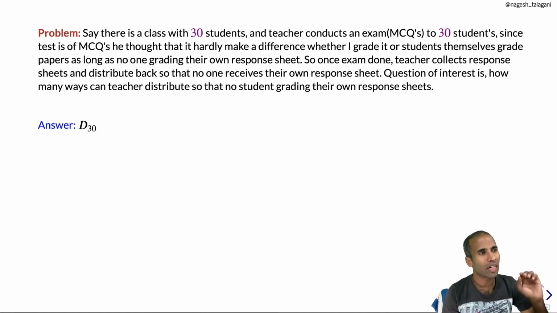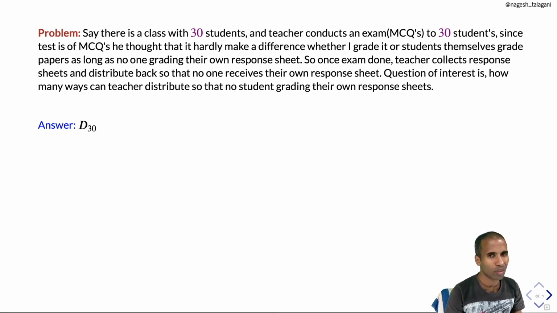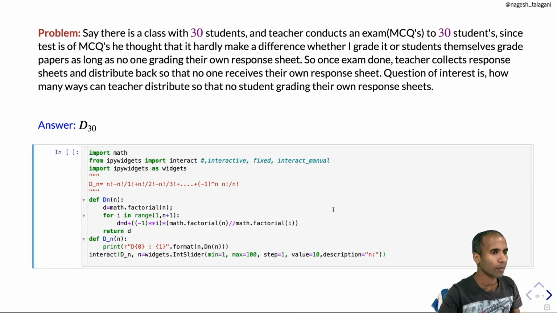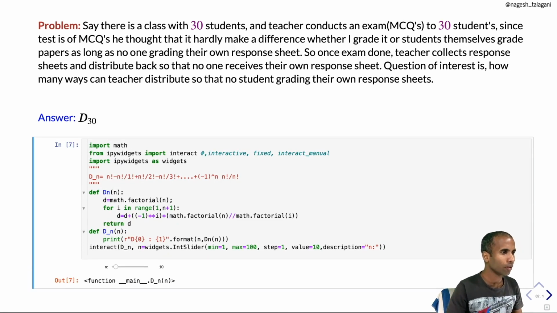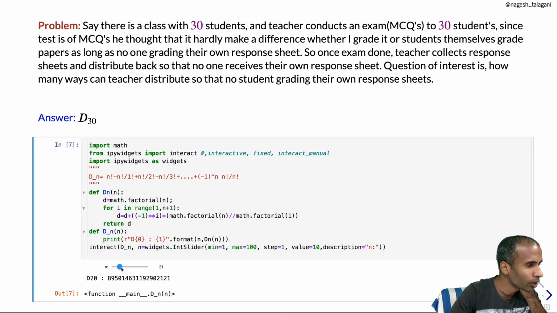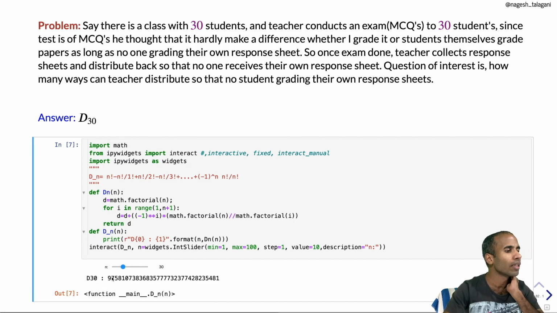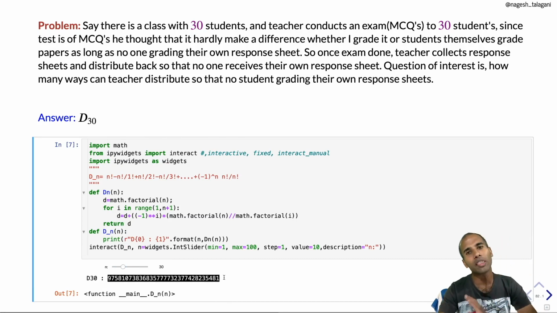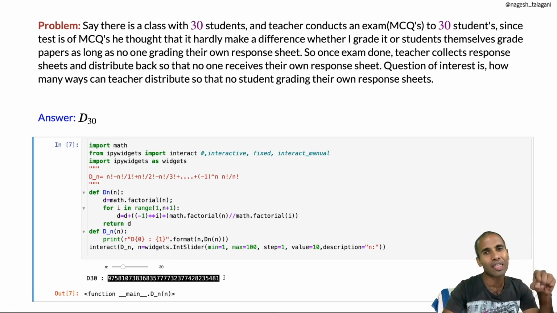To get the D30 value, I just wrote a small Python code to implement that formula that we got, using one for loop. So this is the program. Let me run it to get the D30 value. By default we got the D10 value. Let me change it to 30. Yeah, this is the D30 value. This many ways the teacher can distribute these 30 response sheets so that no student receives their own response sheet.